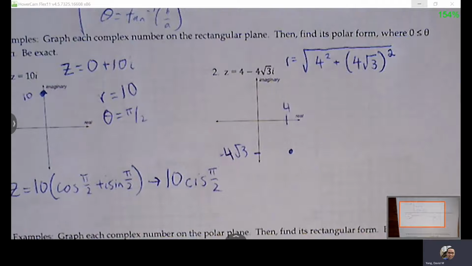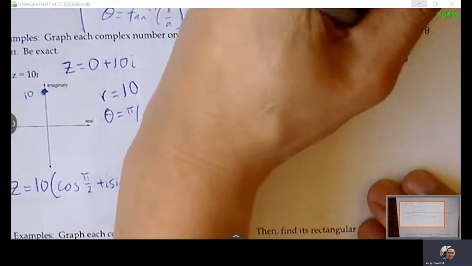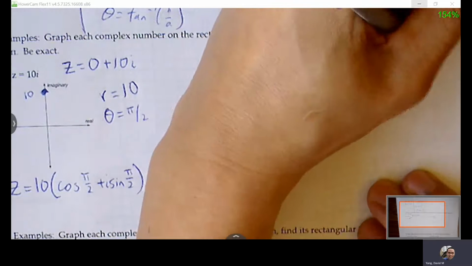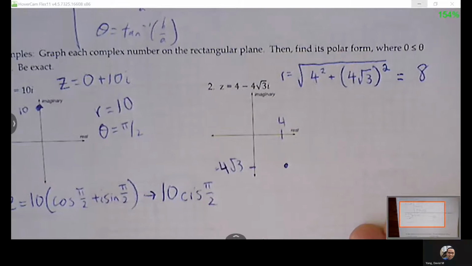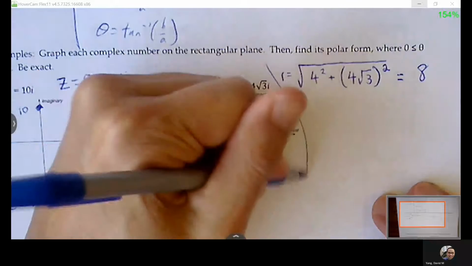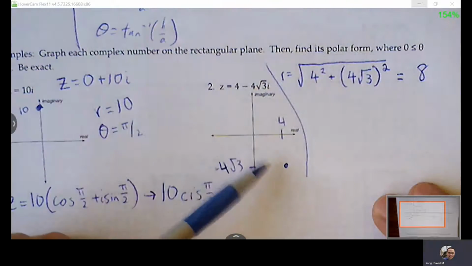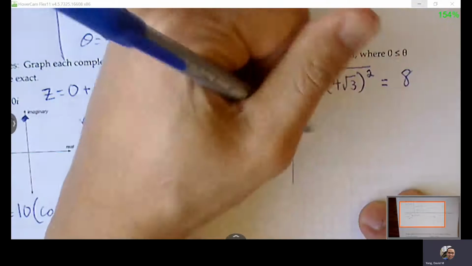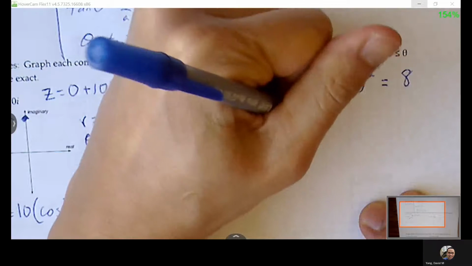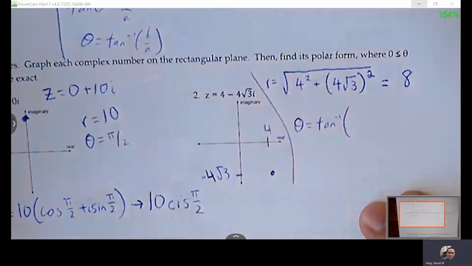Okay, so try plugging that in. What do you get as your radius? Yeah, root 64, which is 8. Okay. We can't look at this and know exactly where that angle is, but we can use the inverse tangent, y over x.